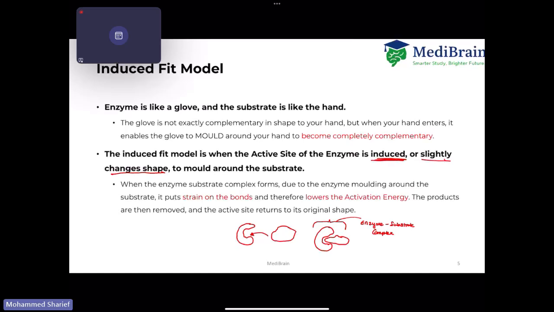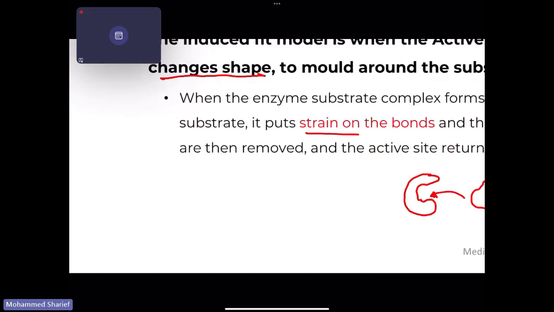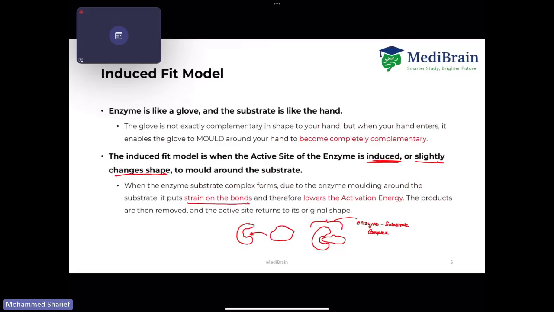This is a phrase that you need to remember. It puts strain on the bonds. Okay, it puts strain on the bonds. And mark schemes will have that, or it puts stress on the bonds, or something like that, strain, stress on the bonds, and that causes the bonds to weaken. And when the bonds weaken, it lowers the activation energy, and therefore the products can be released, and then the active site can return back to its original shape.